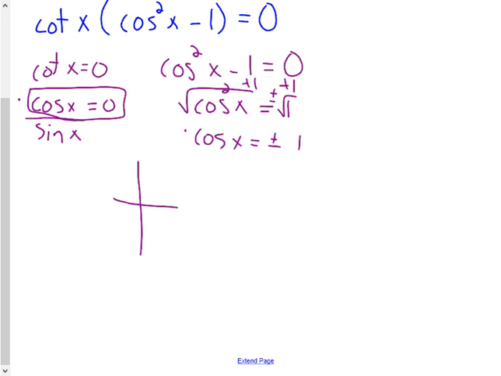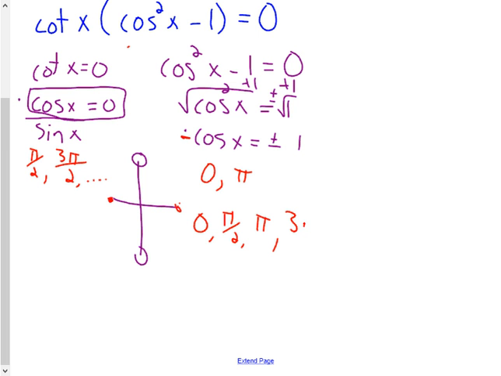Looking at our answers here, cosine is 0 at these 2 spots. Cosine is plus or minus 1. We'll color code here. It starts at 1 and then at π. So our answers on the left side here are π/2, 3π/2, and that'll continue. And then on the right is 0 and π. So when you put it in order, we've got 0, π/2, π, 3π/2.